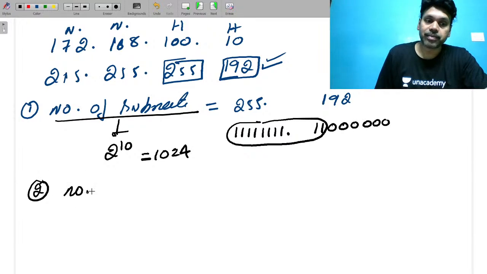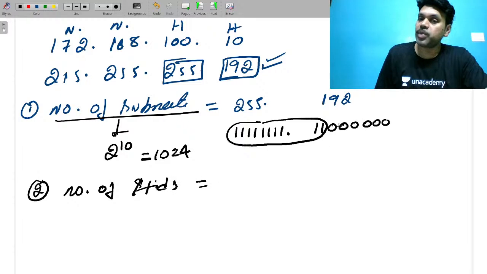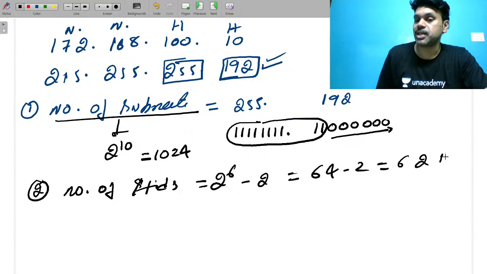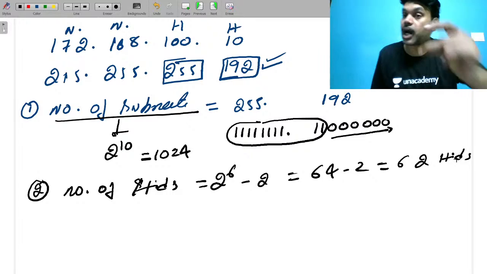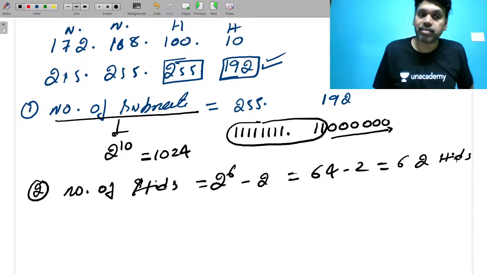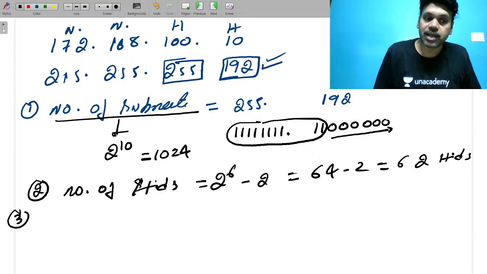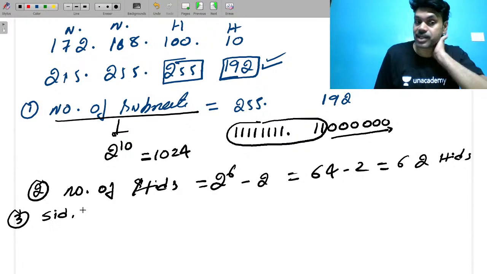Second question, the number of HIDs. How many zeros are left over? 6 zeros are left over. 2 power 6 minus 2, which is 64 minus 2, that is 62 HIDs. The third and fourth questions are very important. Please observe how I do it. I want the subnet ID and the subnet broadcast address.